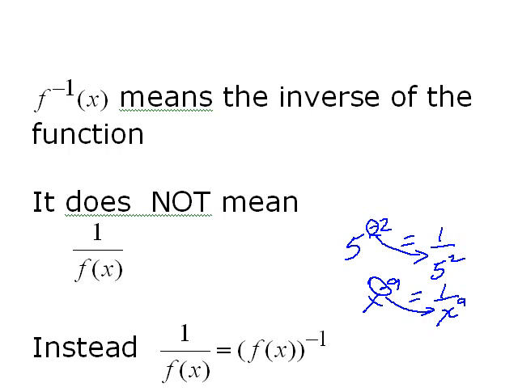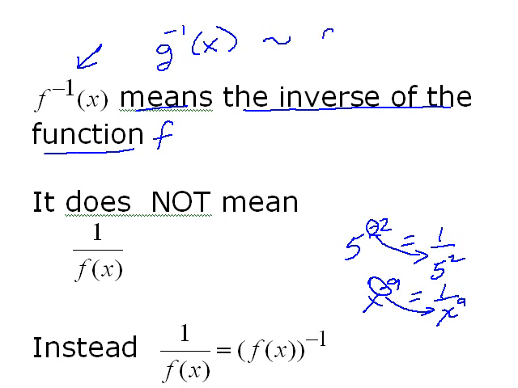In this exception, we write f with a little minus 1 as a superscript, right on the f. If we had g, we'd write g minus 1 and then put the x out here. And that would mean the inverse of the function f, or the inverse of the function g.